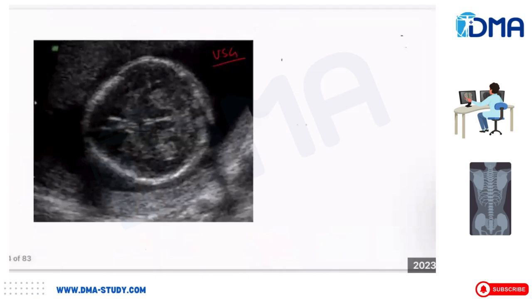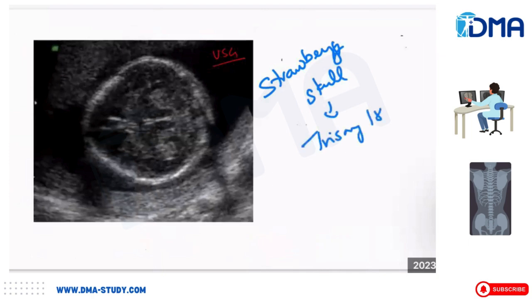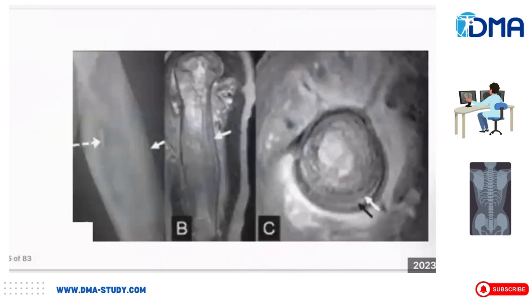Then, what is this feature? Looking at a strawberry, right? It's a strawberry skull. Strawberry skull is seen in case of trisomy 18. Okay. Then onion ring appearance of a bone, for example. Where do you see onion ring? Ewing sarcoma. Exactly, Ewing sarcoma.